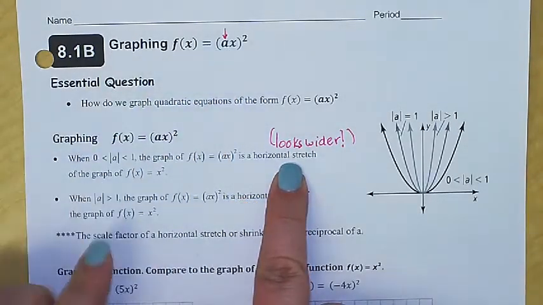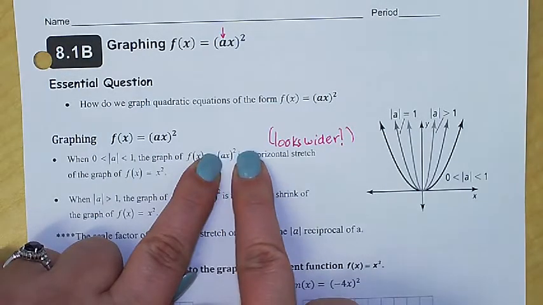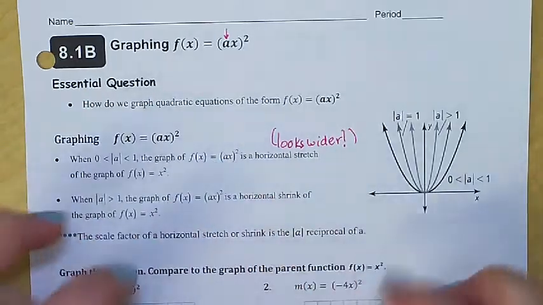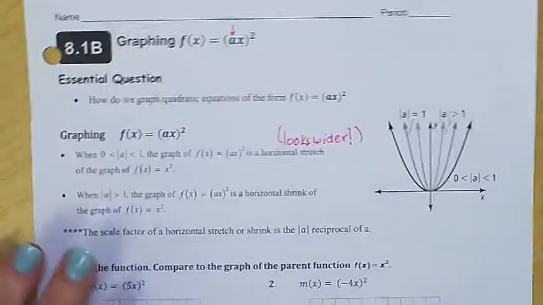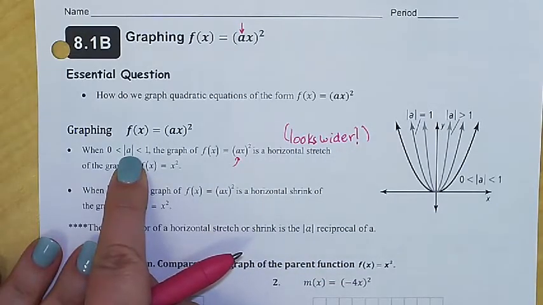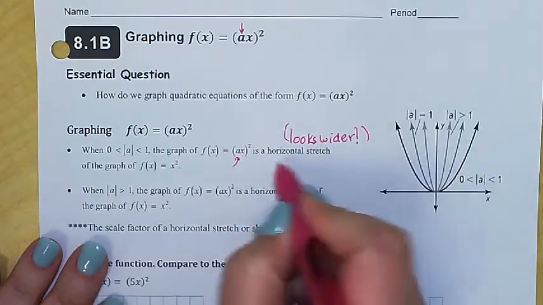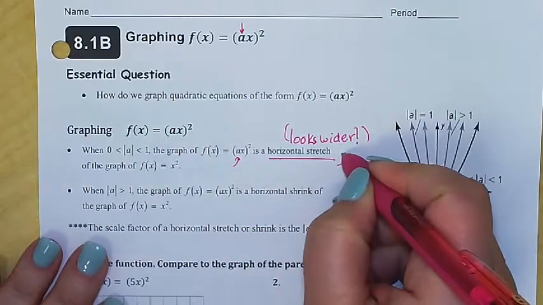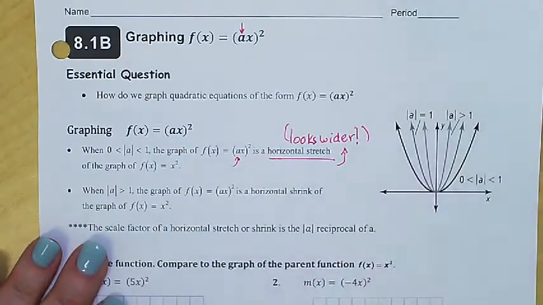The only difference is the parentheses is basically implying that our input is being multiplied or affected by that coefficient before it gets squared. So the change is happening along the input or the x-axis instead of along the y-axis like yesterday. So with it on the inside, when A is between 0 and 1, then it is a horizontal stretch, and that horizontal stretch is still going to look wider. We're just describing it from the side-to-side perspective, okay?